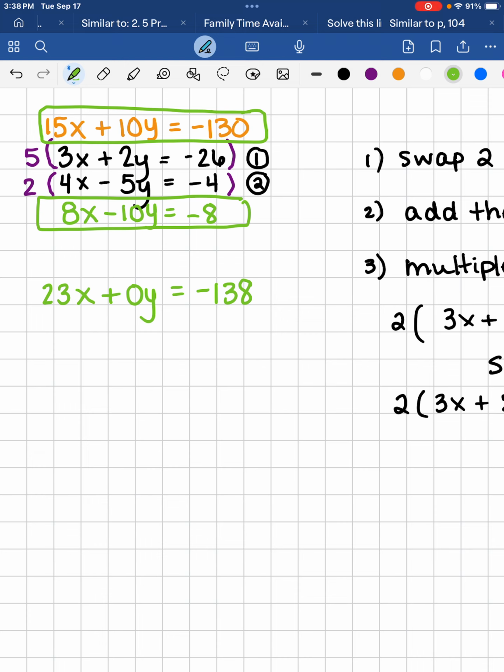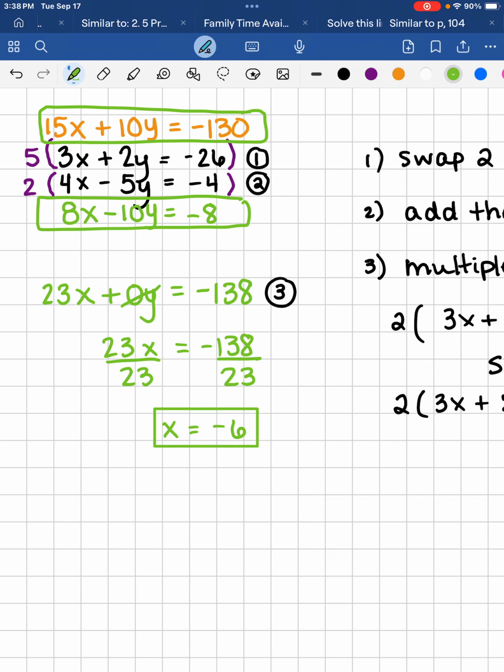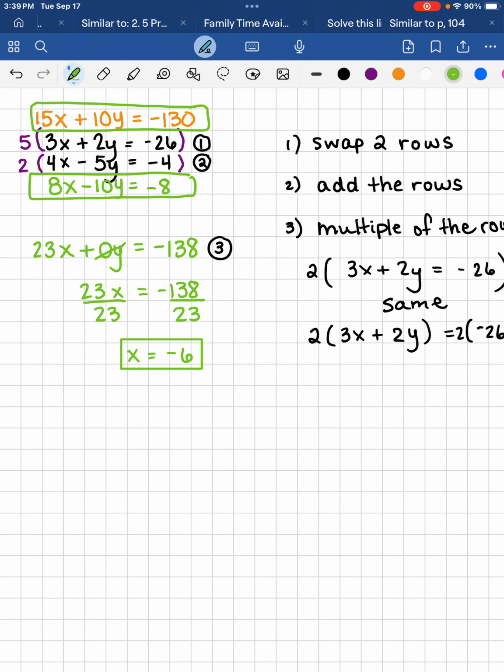So I've now added my two equations together. This has made my equation number 3. And I'm going to go ahead and solve it for x. So the y term is just going to go away. So 23x equals negative 138. And negative 138 divided by 23 is negative 6. So now I have effectively solved for x.